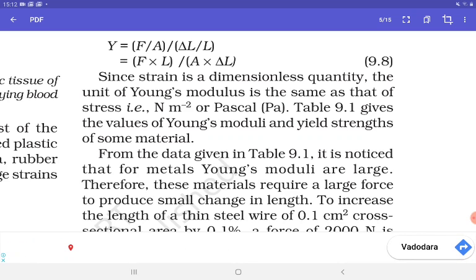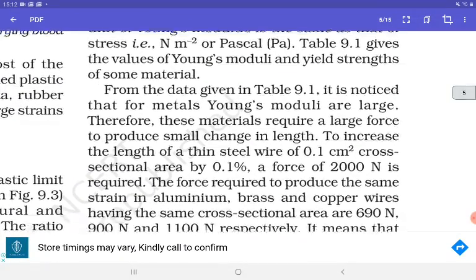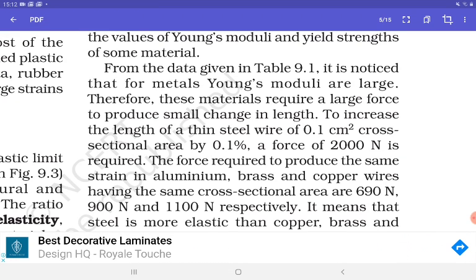Table 9.1 gives the values of Young's moduli and yield strengths of some materials. From the data given in the table, it is noticed that for metals Young's moduli are large. Therefore, these materials require a large force to produce a small change in length.